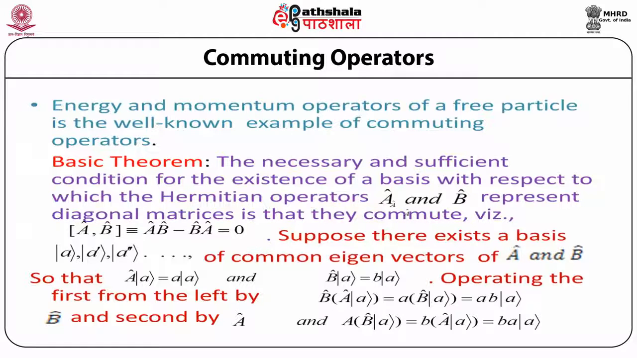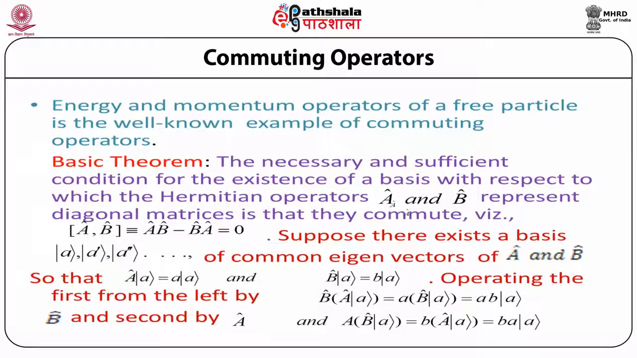Now let us suppose that there exists a basis ket vector |a>, |a'>, |a''>, and so on, which is a common basis of the eigenvectors of A and B. That means the above defined basis acts as a common basis for both operators, so that we can define operator A acting on ket |a> is equal to a times ket |a>, where a is the eigenvalue corresponding to operator A, and operator B acting on ket |a> is equal to b times ket |a>, where b is the eigenvalue of the operator B.